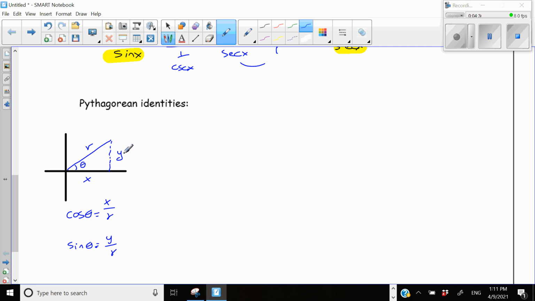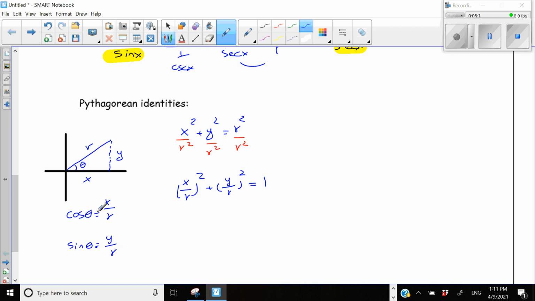And sine of theta is opposite over hypotenuse, so it's y over r. On the other hand, in this triangle, we can use the Pythagorean theorem and say that x squared plus y squared is equal to r squared. This is the Pythagorean theorem. Next, I'm going to divide everything by r squared. As you see, I can simplify this: instead of x squared over r squared, I'm going to write x over r squared plus y over r squared equal to r squared divided by r squared, which is just 1.